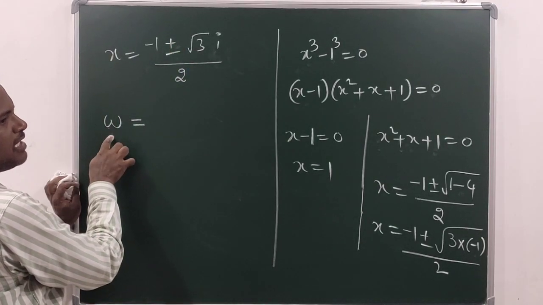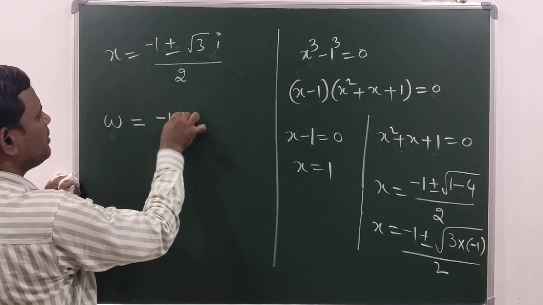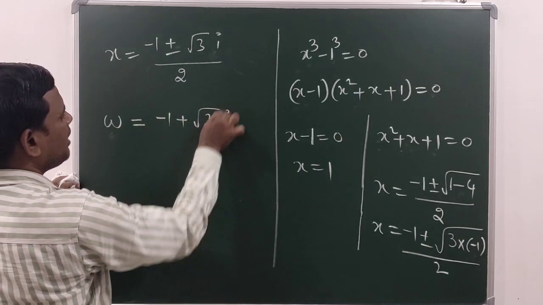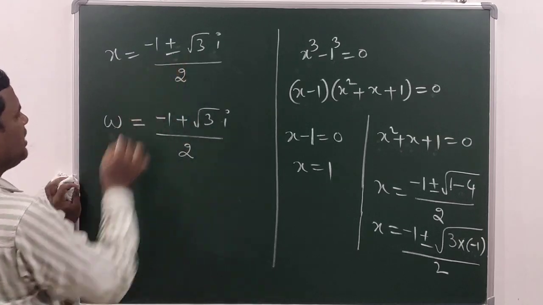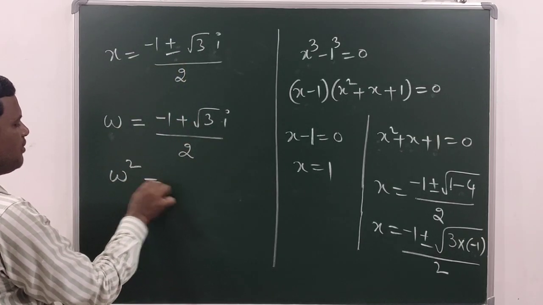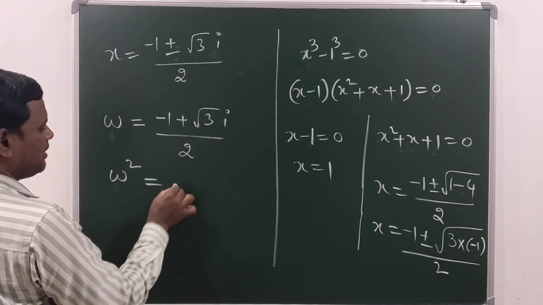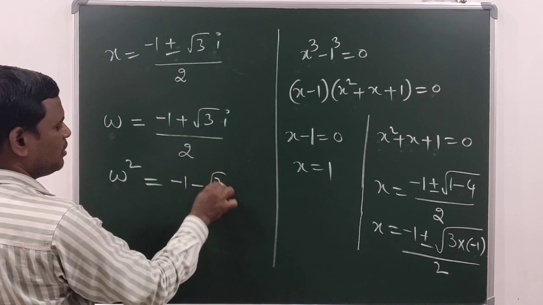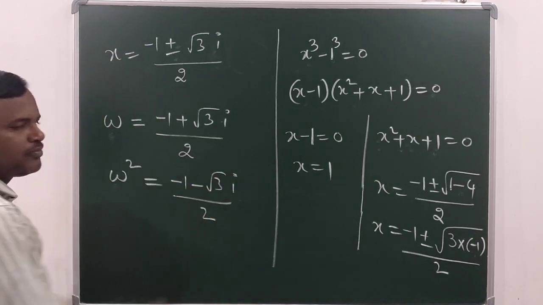If you consider plus, you get one value for x, and that is denoted by the letter omega: minus 1 plus root 3i by 2. If you consider minus, you will get one more root, that is omega square: minus 1 minus root 3i by 2.